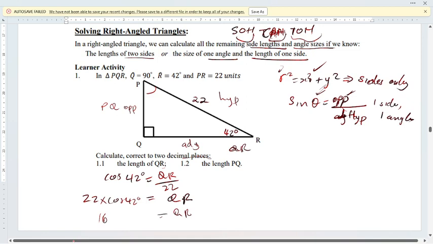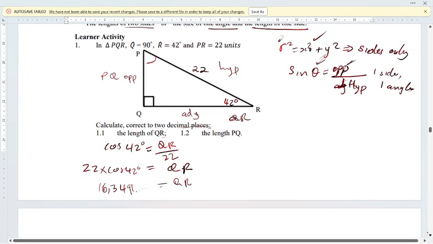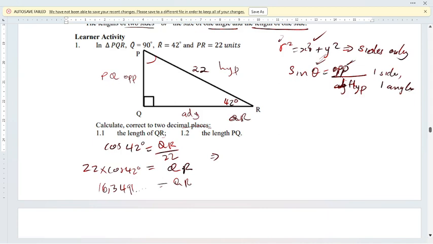Now they said we must convert to correct two decimal places. Correct to 2 decimal places: 16 comma 3, 4, 9 and so on. The number of decimal places is what is after the comma. Before the comma it is the same, 16. After the comma we take two digits.